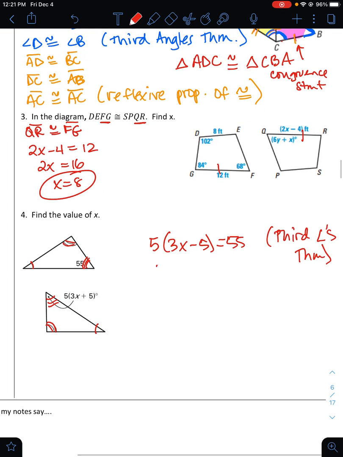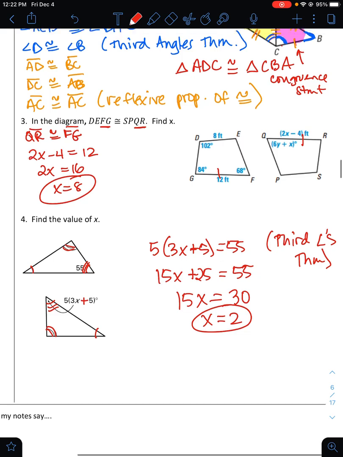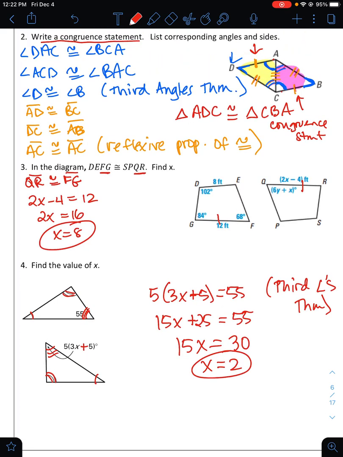Let's distribute. This is one way to do it. You could divide both sides by 5, but you can also distribute. Take away, oh, wait a minute. I just realized this is a plus sign and I wrote a minus. So that should be plus, that should be plus. Now I can take away 25. That would give me 30, and then I would get a 2 here. Okay, well that sets up our second section.